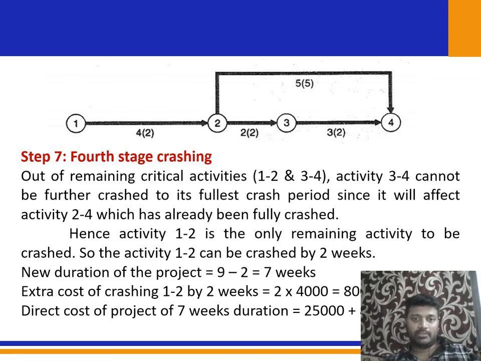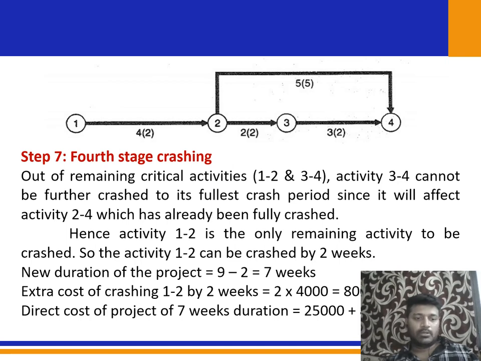So I'm going to crash the activity 1 and 2 by 2 weeks, because we have a limit of up to 2 weeks, okay? So I'm going to crash the activity 1 and 2 by 2 weeks. Hence, the new duration of the project becomes 9 minus 2, which is equal to 7 weeks. And the extra cost of the crashing is 2 into 4,000, that is 8,000. So 25,000 plus 8,000 is equal to 33,000. So the total direct cost of 7 weeks duration is 33,000.